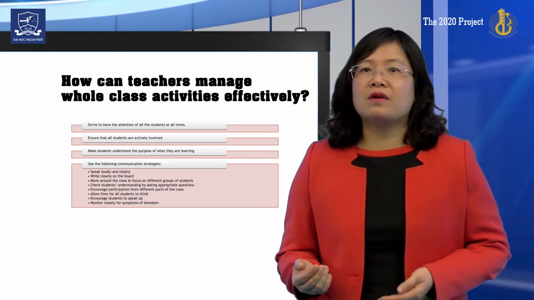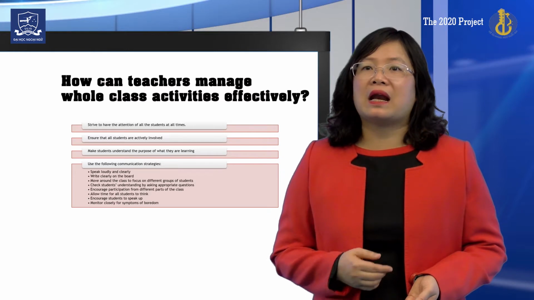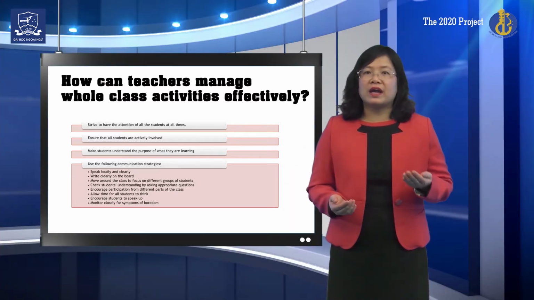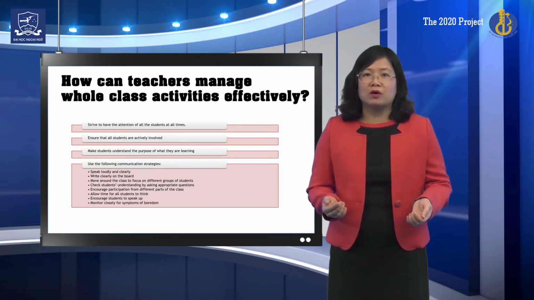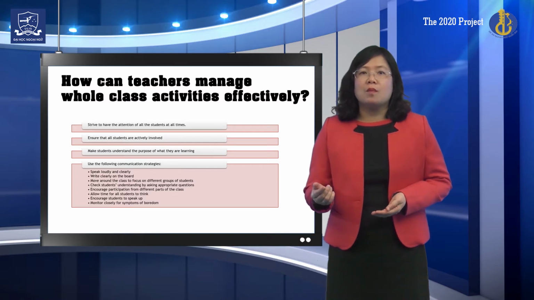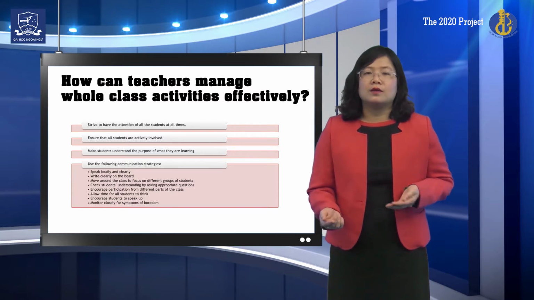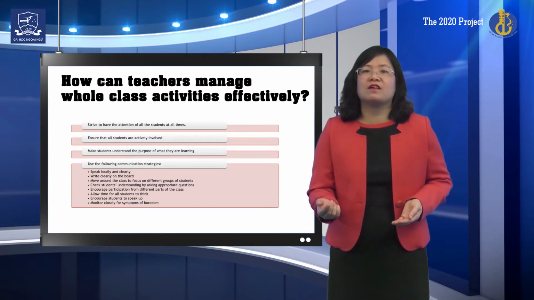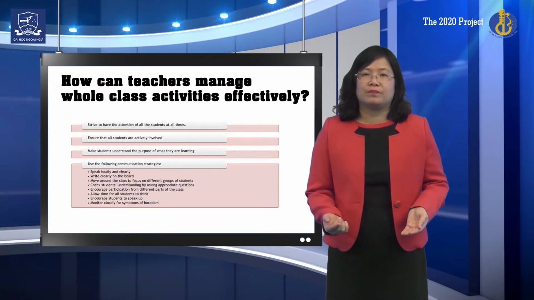In addition, you can use the following communication strategies. First, speak loudly and clearly so everyone can hear you. Second, write clearly on the board so it can be read by all students, including those at the back and sides of the room. Third, move around the class so you focus on different groups of students. Don't fix your gaze on one part of the class. Fourth, remember to check students' understanding by asking appropriate questions.